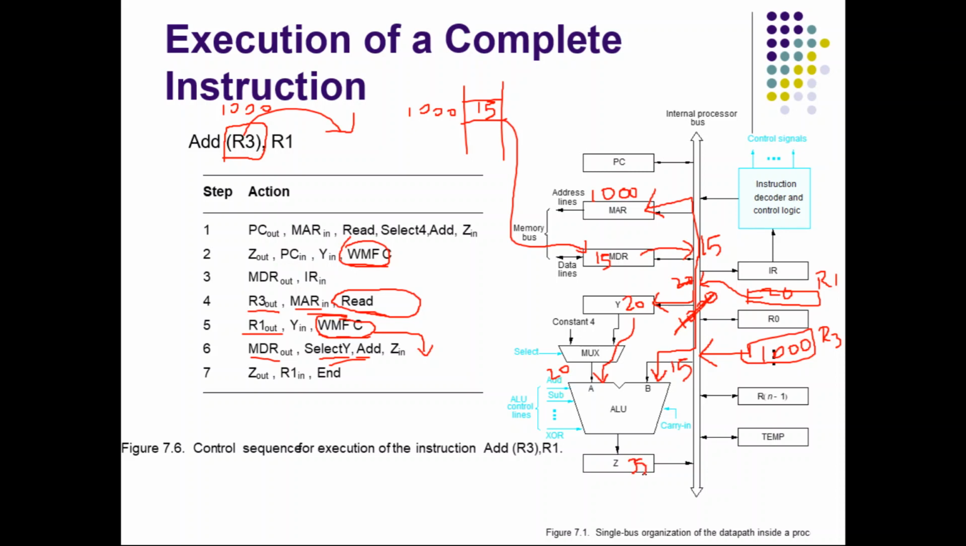Okay, but finally the result should be stored where? In R1. So at last what we give, Z out comma R1 in. So Z out means this will go to internal bus, so this will be 35. And from here we are saying R1 in. So now the internal bus contains 35, so 35 will be finally moved to R1. So at last this will have 35, right? So this is how this instruction got executed.